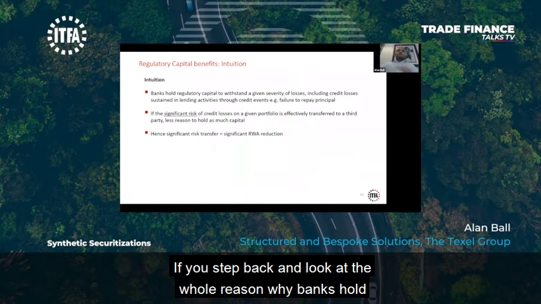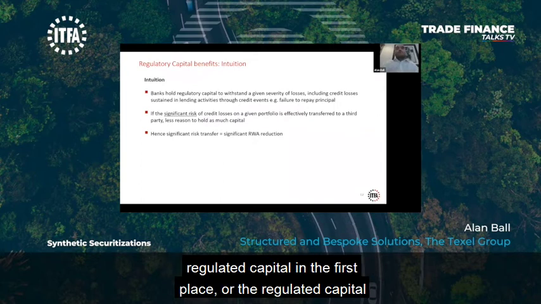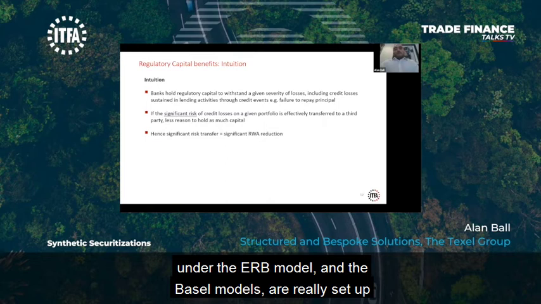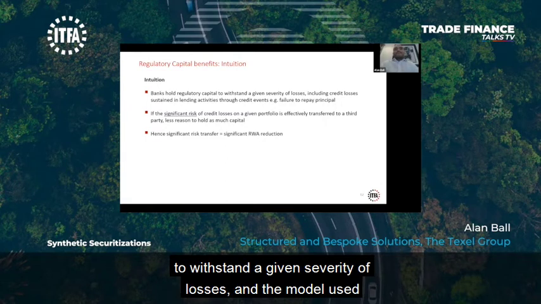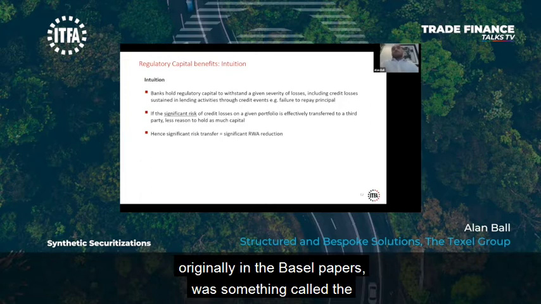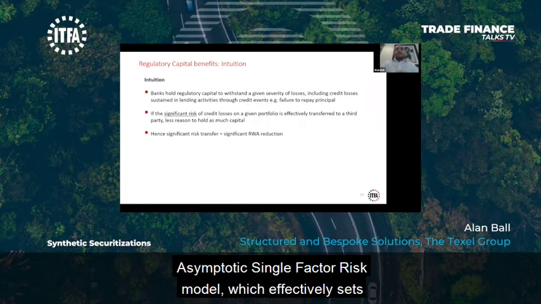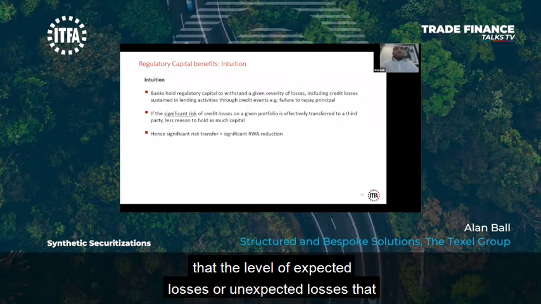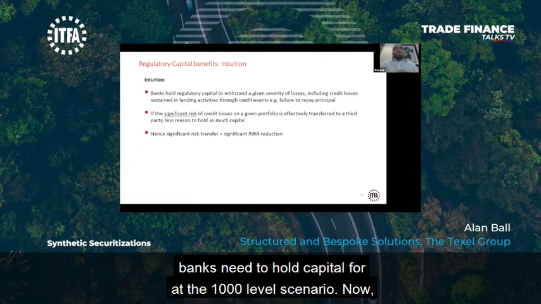If you step back and look at the whole reason why banks hold regulatory capital in the first place, well, the regulatory capital under the IRB model and the Basel models is really set up to withstand a given severity of losses. And the model used originally in the Basel papers was something called the asymptotic single factor risk model, which effectively sets the level of unexpected losses that banks need to hold capital for at the 1 in 1,000 level scenario.